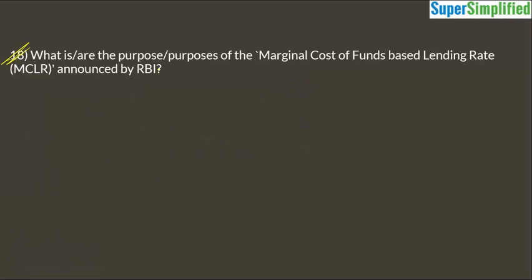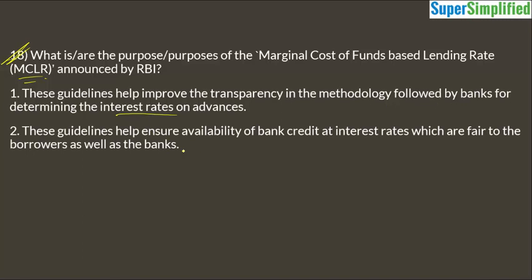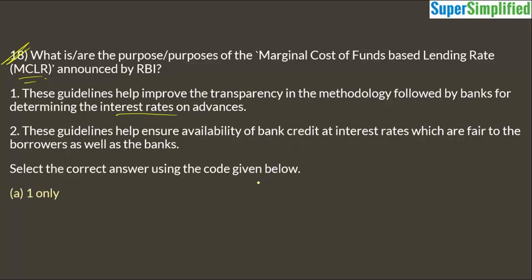Question number 18. What are the purposes of the marginal cost of funding based lending rate, MCLR, announced by RBI? So this was a hot topic for current affairs during the prelims. Statement 1. These guidelines help improve the transparency in the methodology followed by the banks for determining the interest rates on advances. Statement 2. These guidelines help ensure availability of the bank credit at interest rates which are fair to the borrowers as well as banks. Select the correct answer using the code given below. A. 1 only, B. 2 only, C. both 1 and 2, and D. neither 1 nor 2. Correct answer is C, both 1 and 2. Both the statements are actually correct.